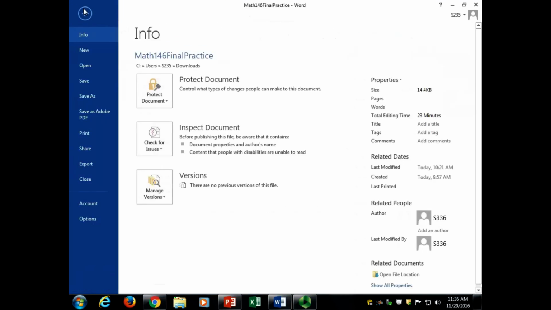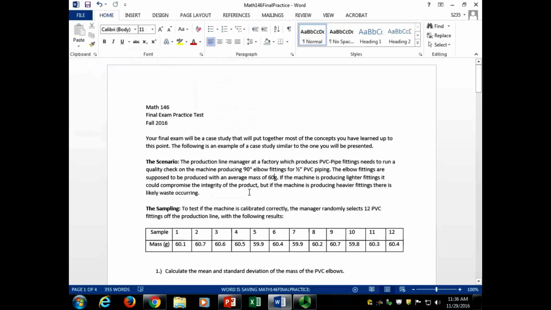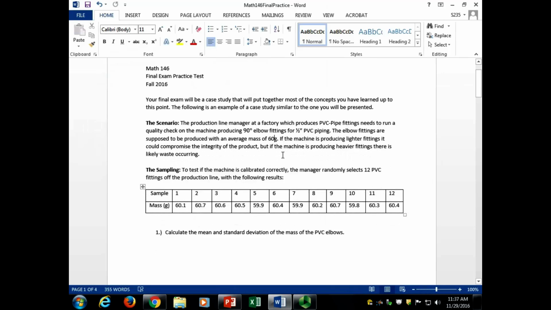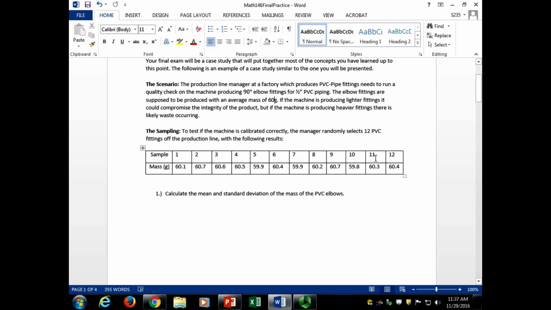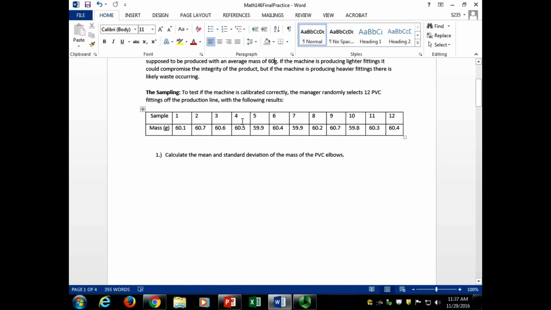But the idea is, there's this manager who wants to test whether or not his machine is working. It's supposed to be producing elbows at 60 grams. Obviously it's important whether they're too light or too heavy. If they're too light, they might not be as strong as they're supposed to be. If they're too heavy, then they're probably wasting materials. So he goes out and samples 12 of the PVC elbows, or fittings, and measures their mass.